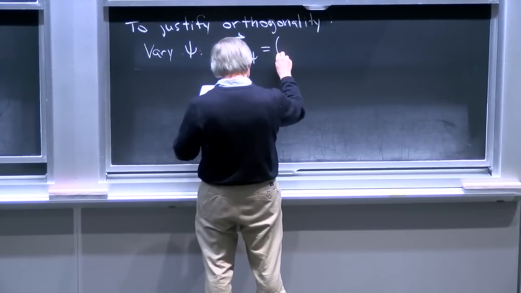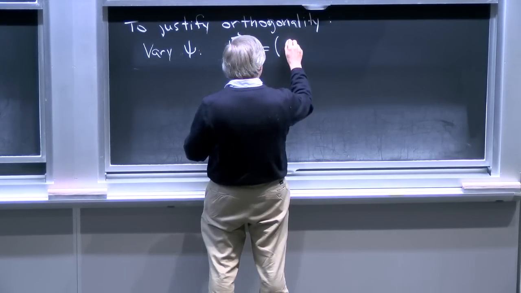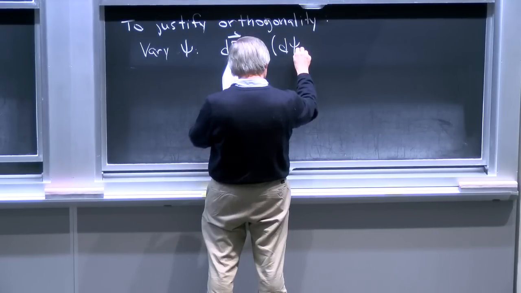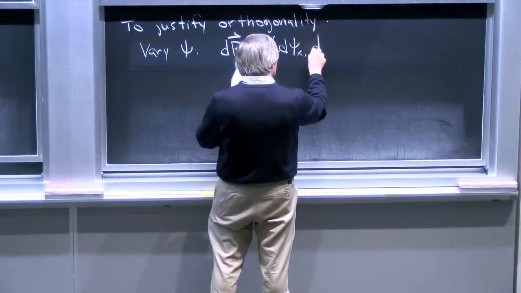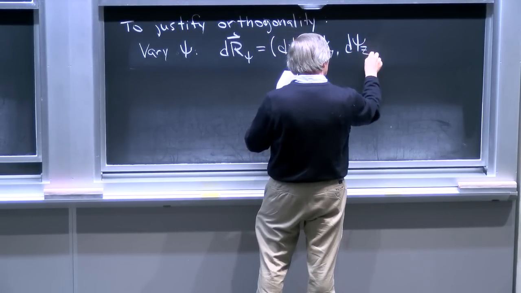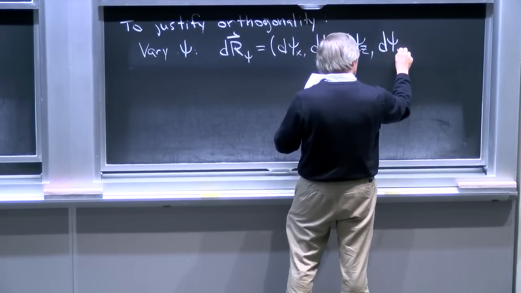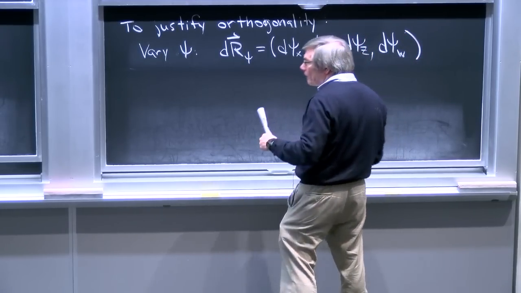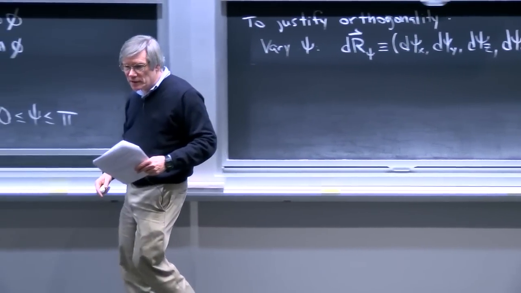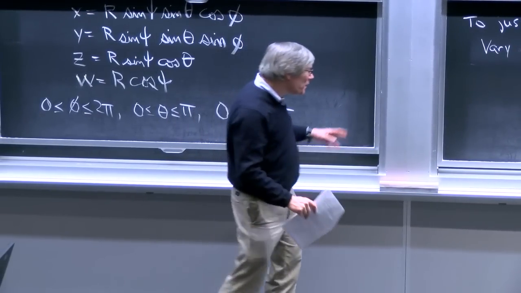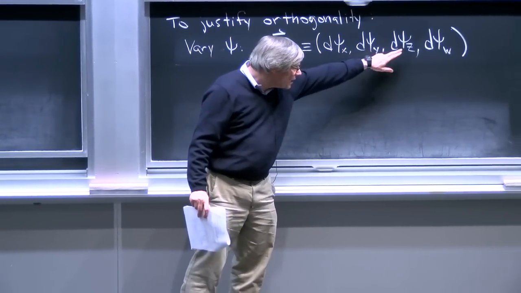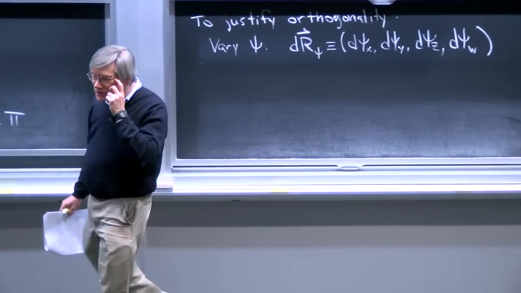And first, let me just give these components names. Rather than repeat the r, I'm just going to call this d psi sub x, d psi sub y, d psi sub z, and d psi sub w. Okay, this just, by definition, I'm just naming the components of that vector. And since the vector already has a subscript, I don't want to have 2 subscripts. So I changed the name of the vector for writing its components.